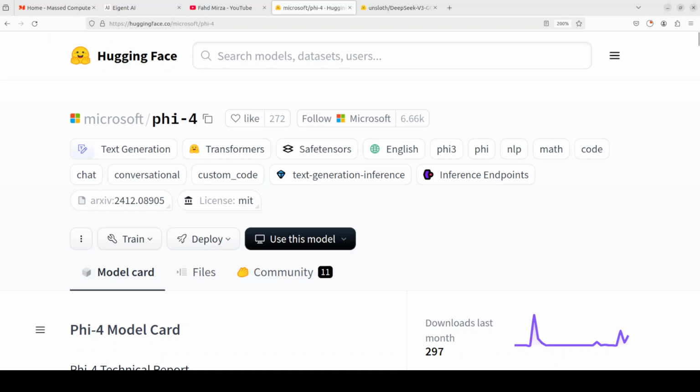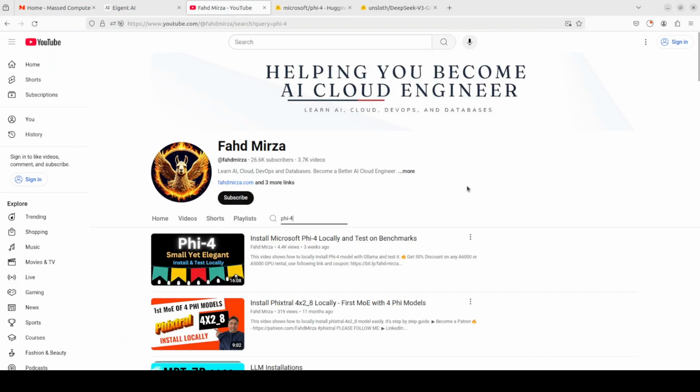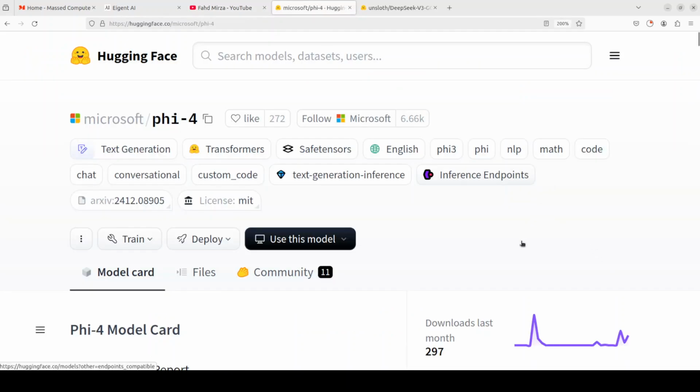Eventually, Microsoft has released the full version of their Phi-4 model. We already have covered the quantized version on the channel where we got it installed with Ollama and we played around with it to see how it works. But I'm very curious to see how the full model is going to work after installing it locally.